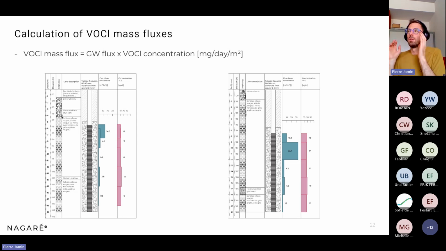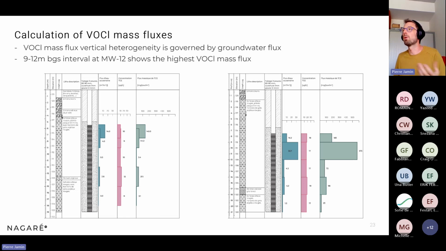So this was just for the Darcy flux, for the groundwater flux. But then we can go a bit further and look at the pollutant mass flux. And how do you get a pollutant mass flux? It's just a matter of multiplying the groundwater flux by the concentration of the chlorinated solvent here. And we got the flux of chlorinated solvent in milligram per day and per square meter. So we could see that since the concentration of chlorinated solvent were quite homogeneous vertically, the chlorinated solvent mass flux heterogeneity is governed by the groundwater flux.